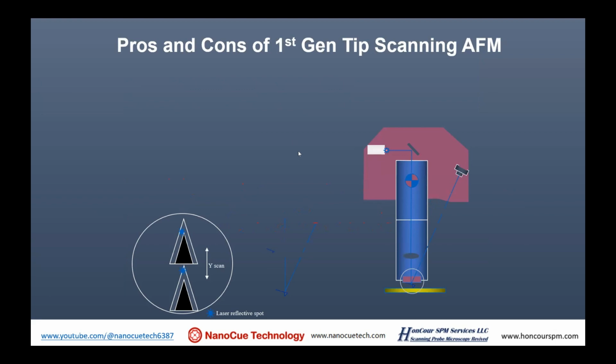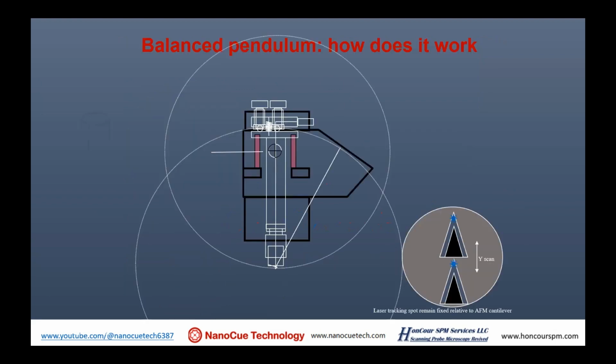Let me touch base a little bit and recap the things we've done. The Agilent 5500 is a tip scan instrument, tip scanning. And let's see, go forward. And this is the design of the scanner, as you can see.